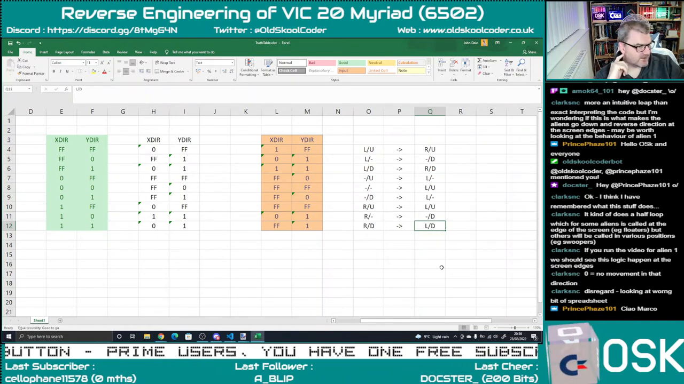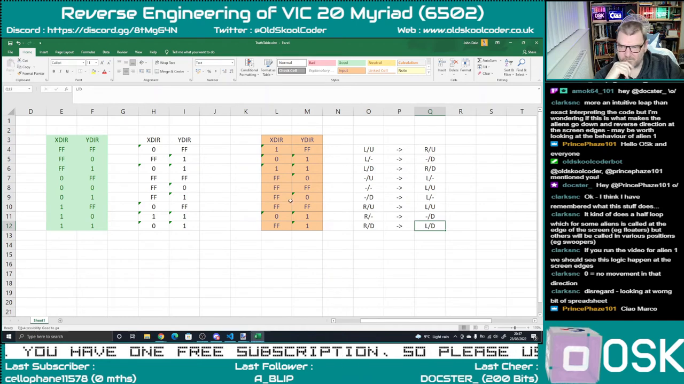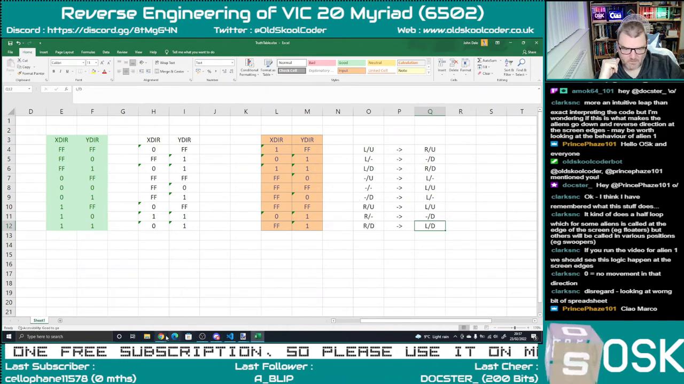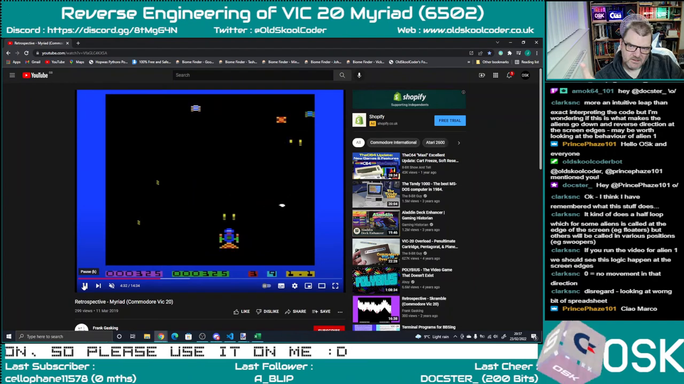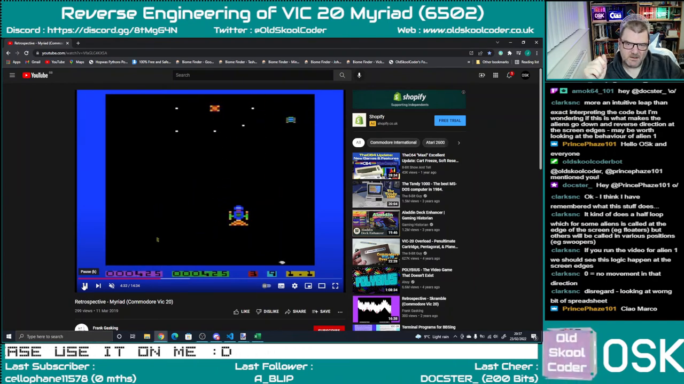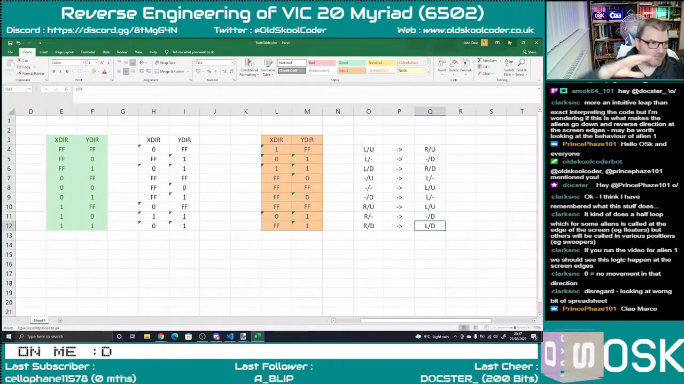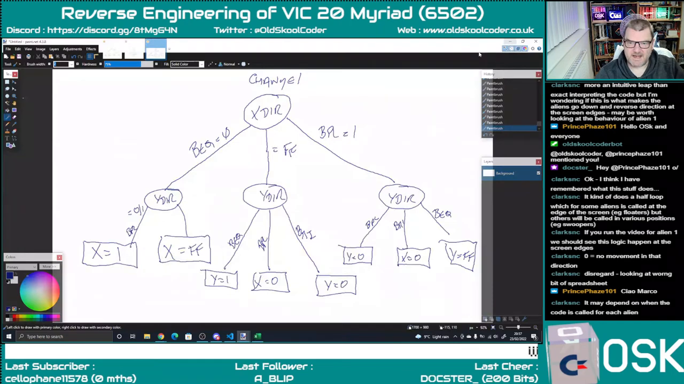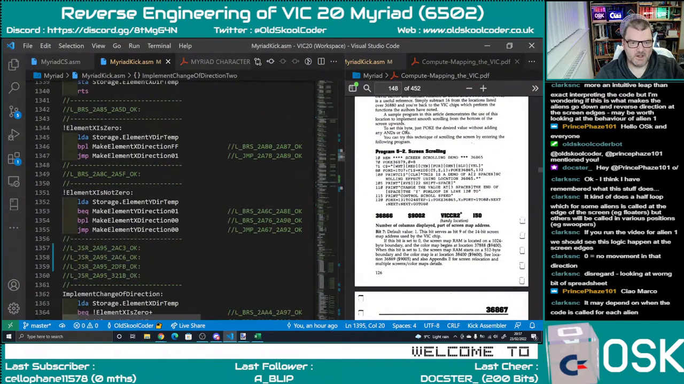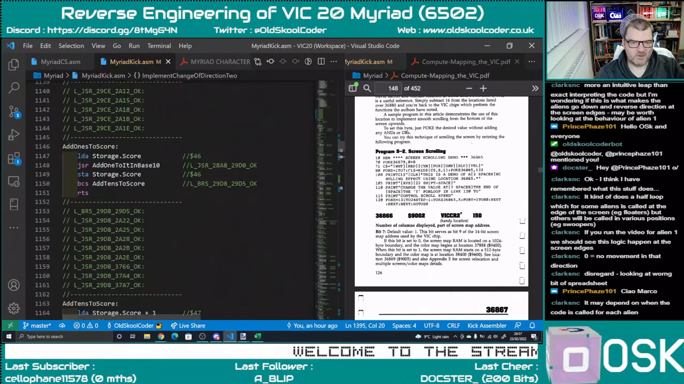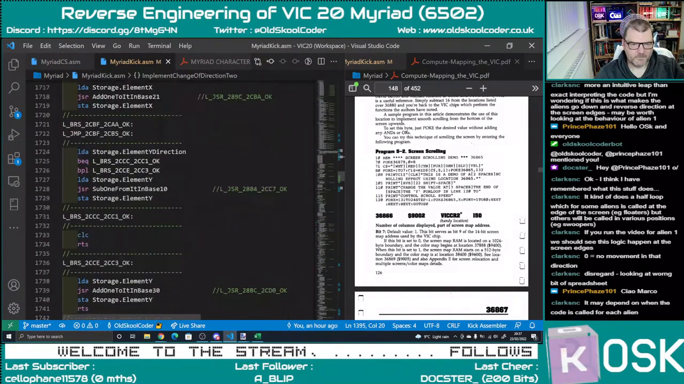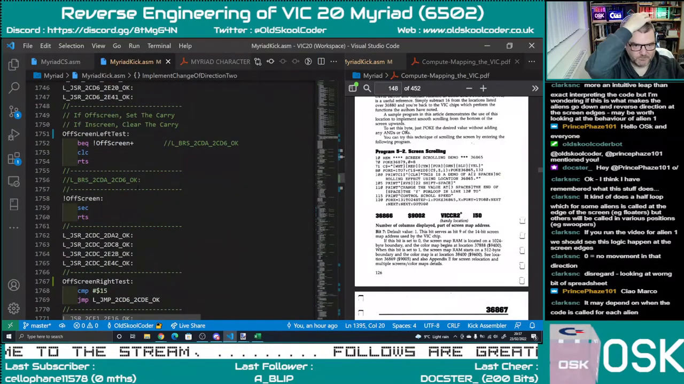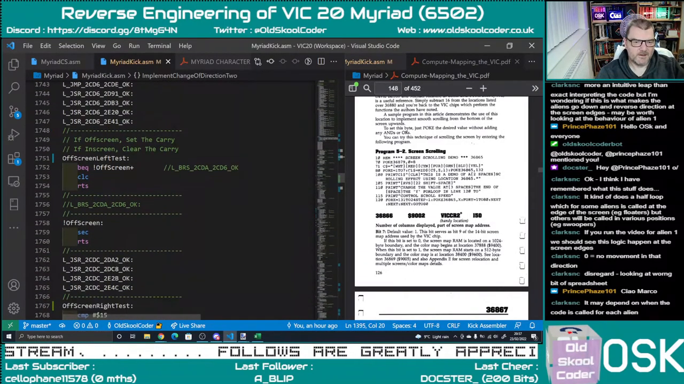We'll have to see what that's doing. But that's what Steve's on about. When it hits the side, it comes down and then goes back. So that's what Steve was on about. There is a test for where it hits the borders, and we saw that in the last stream. We came across it. I'm trying to remember where it is. There it is. This is the test, right? So it's testing for off the screen.